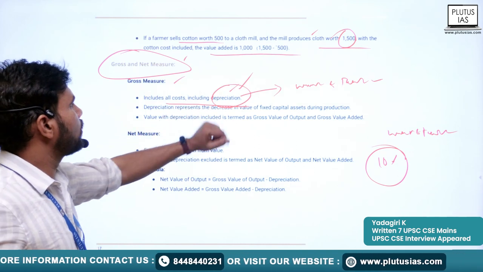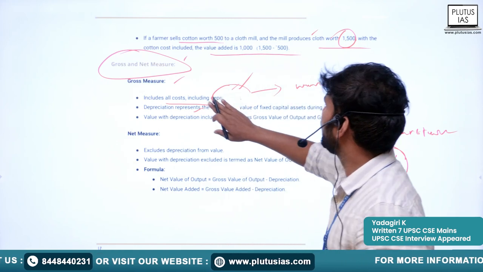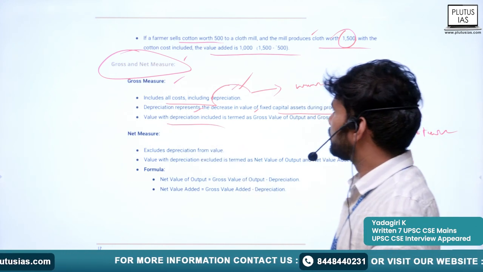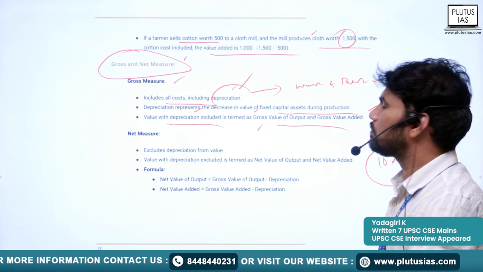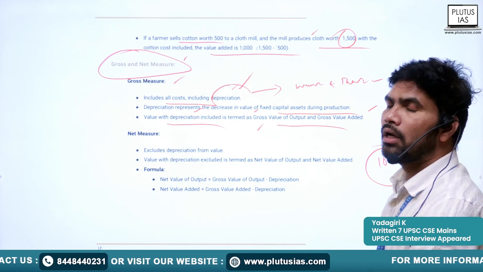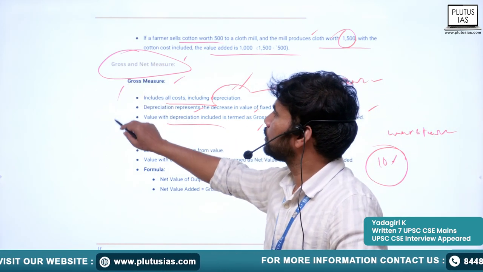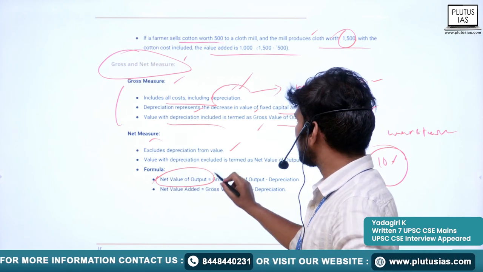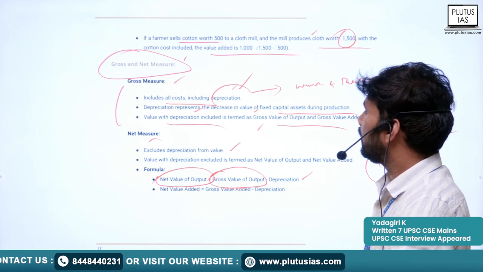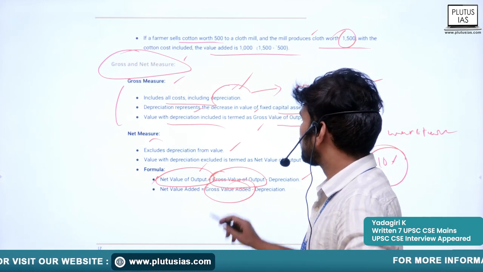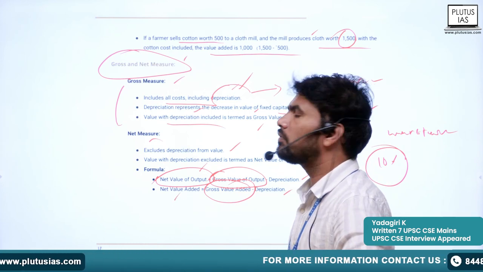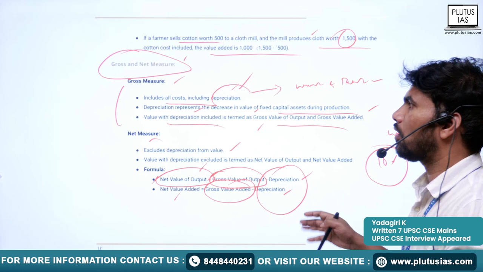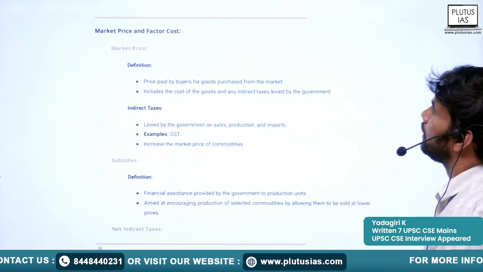So it includes all costs including depreciation. Depreciation represents the decrease in the value of fixed capital assets during the production process, right? Value with depreciation included is termed as gross value of output and gross value added. Opposite to that is the net measure. It excludes the depreciation from the value. So when we minus the depreciation from the gross value of output, the net value of output will come. From the gross value added, if you minus the depreciation, the net value added will come, right? So if depreciation is excluded from the gross measure, then the net measure will come, right?